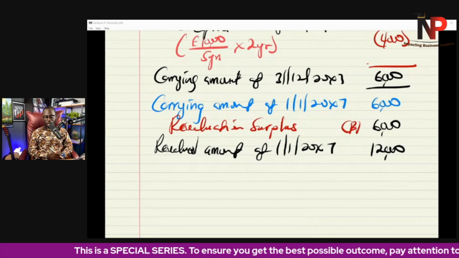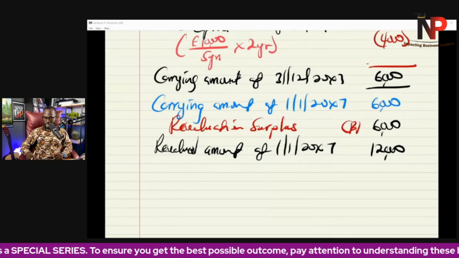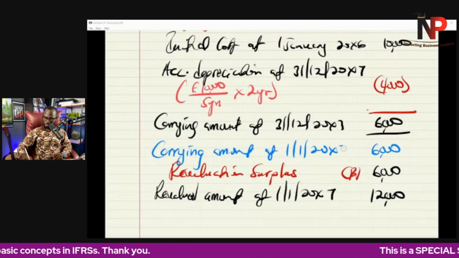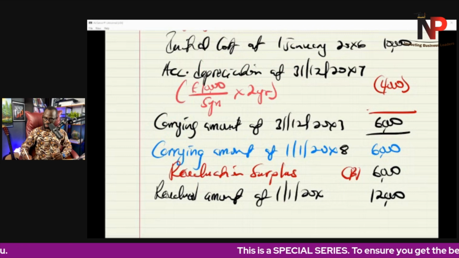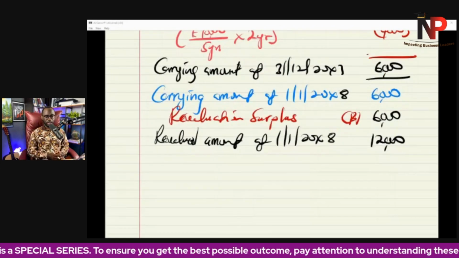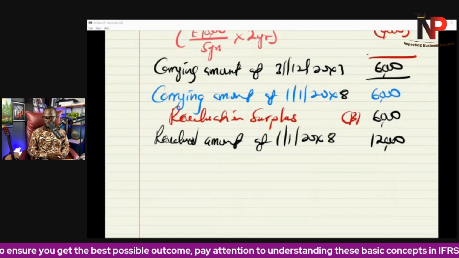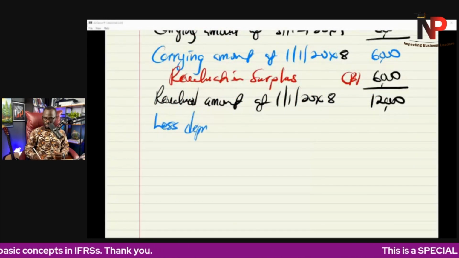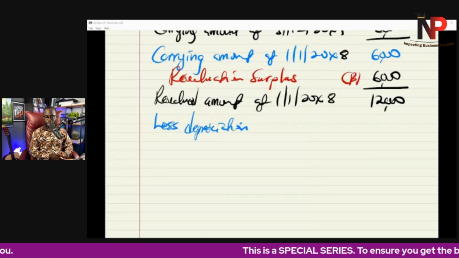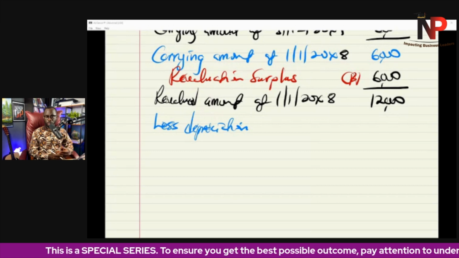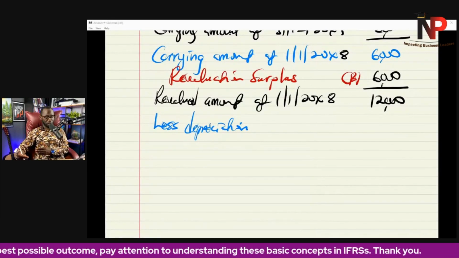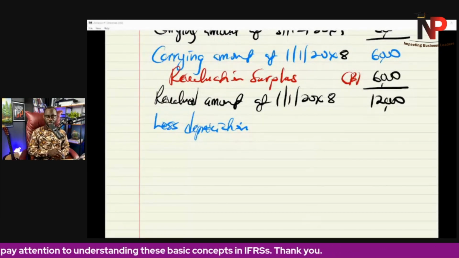Now, we have to calculate depreciation for the year ended 31st December 20X7. Oh, sorry. I think we need to do 20X8 here. So we need to calculate the depreciation for the year ended 31st December 20X8. So we less the depreciation for the year ended. Now, what did we say about revaluation of assets? We said when assets are revalued, depreciation will be charged on the revalued amount. So now from the 1st January 20X8, we're going to calculate depreciation using the revalued amount 12,000.